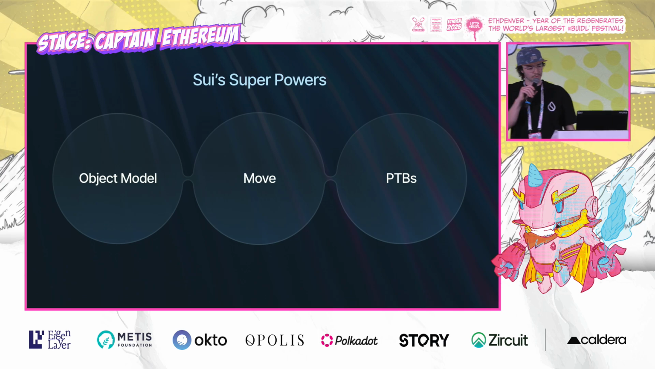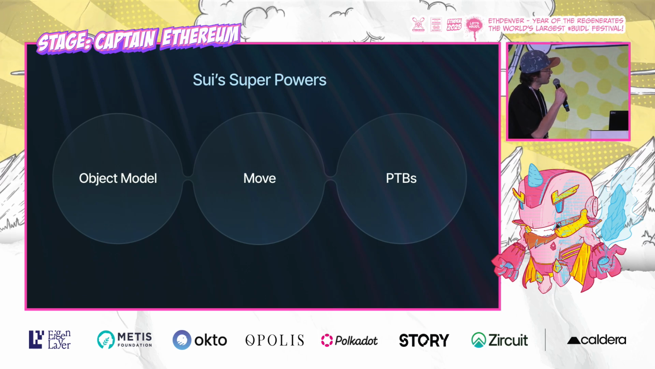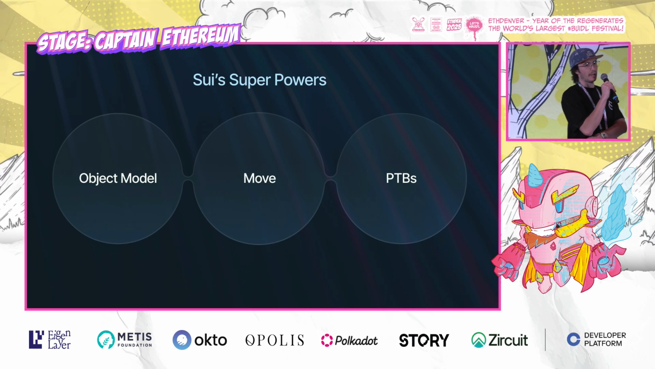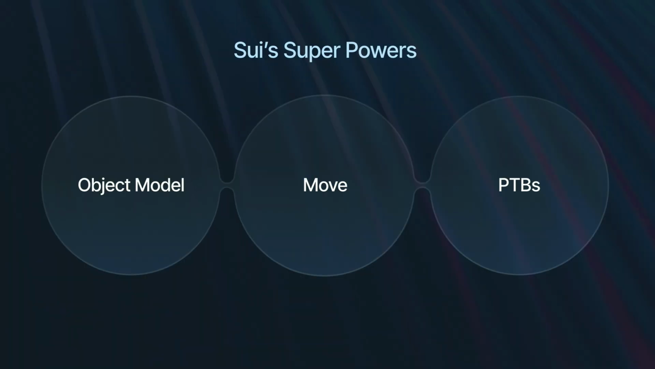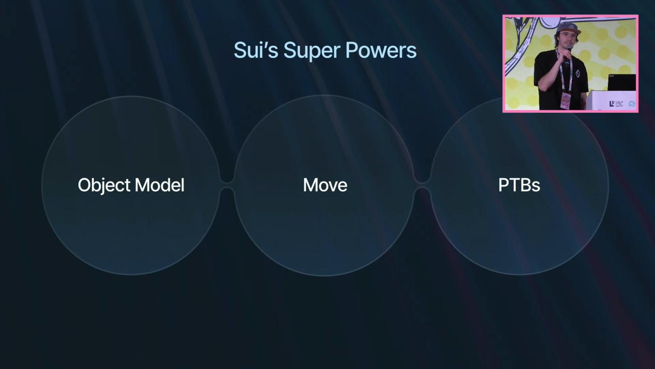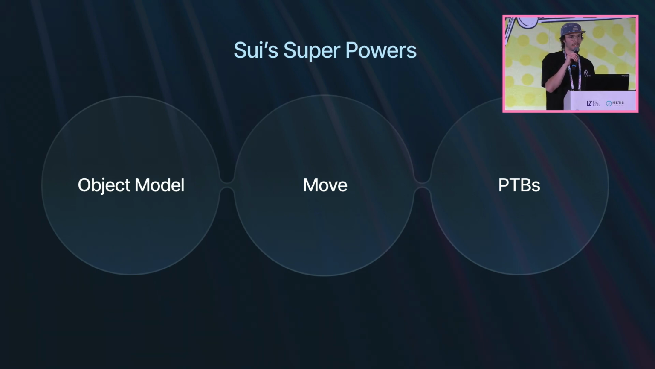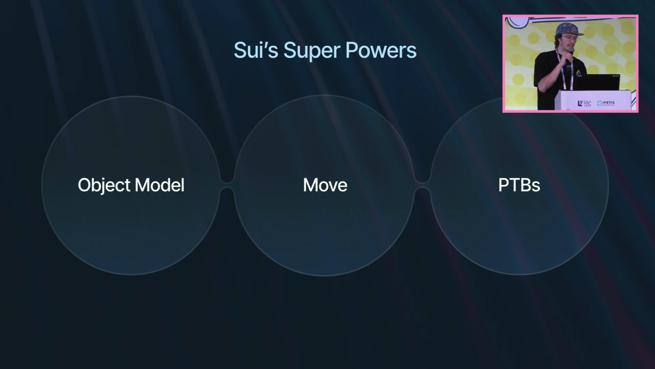Okay, so I'm going to talk about SWE first. And I'm going to bring up 3 of SWE's superpowers. First is the object model. One of the biggest differences between SWE and EVM chains is the way we represent assets on chain and the ownership of those assets. As a developer, it's absolutely crucial that you understand how these assets are represented on SWE and how you can create these assets and manipulate them.